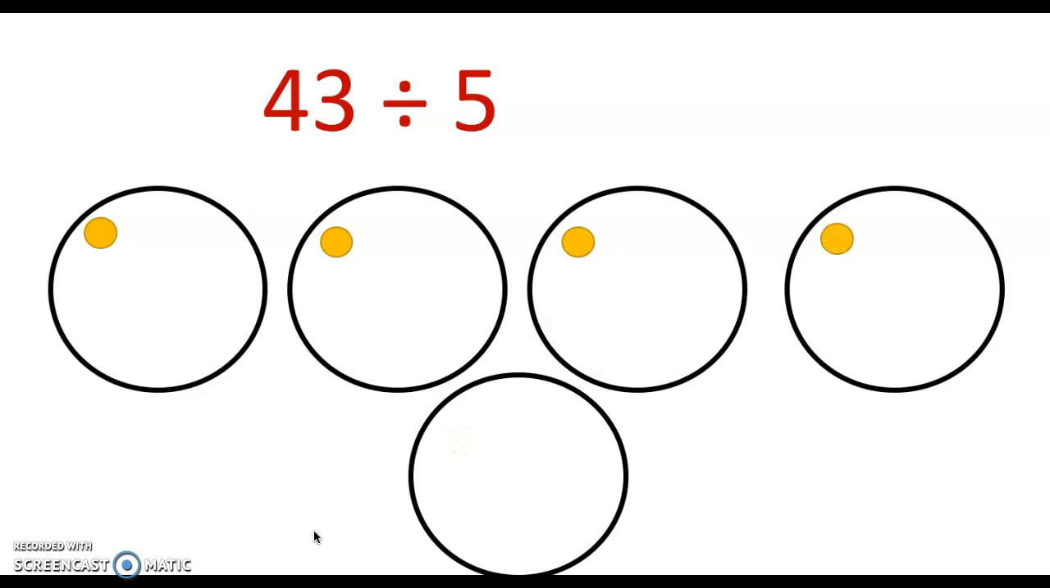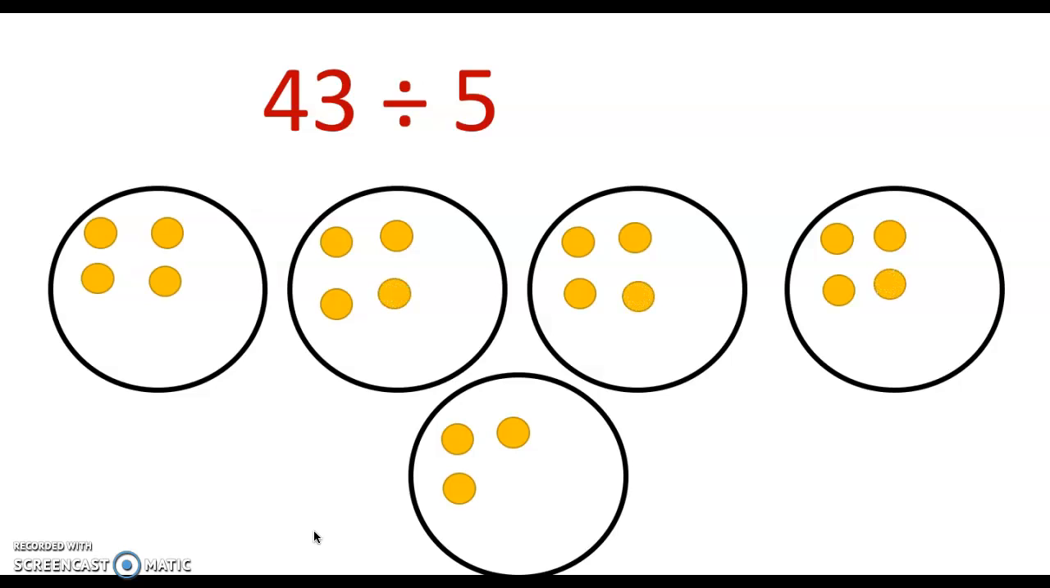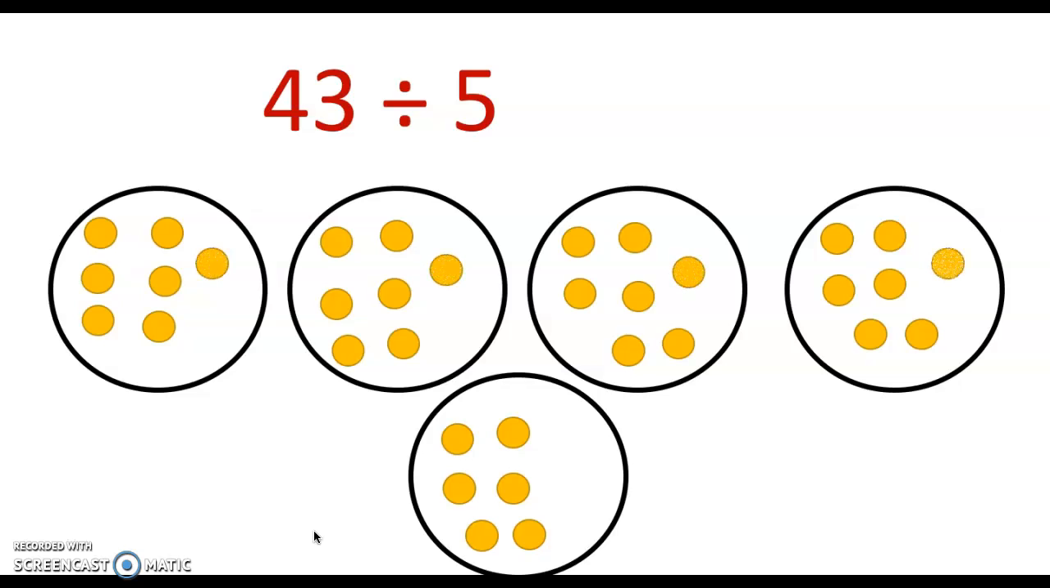1, 2, 3, 4, 5, 6, 7, 8, 9, 10, 11, 12, 13, 14, 15, 16, 17, 18, 19, 20, 21, 22, 23, 24, 25, 26, 27, 28, 29, 30, 31, 32, 33, 34, 35, 36, 37, 38, 39, 40. Now with 40, I'm trying to get to 43. I know I cannot evenly share those last 3 cupcakes, so they're going to have to go on the side.